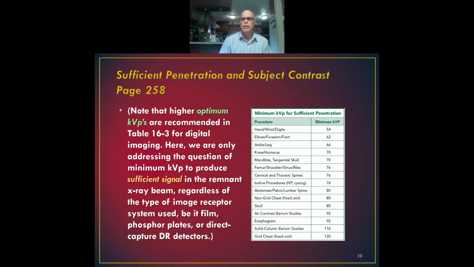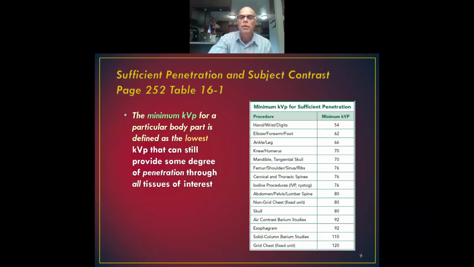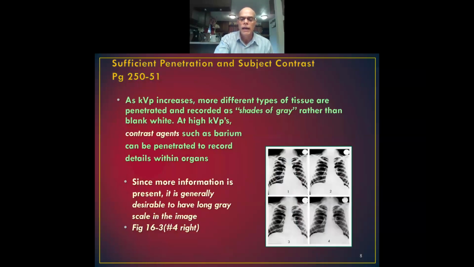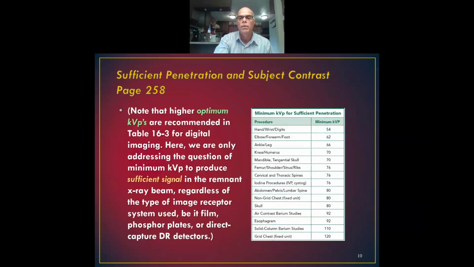Sufficient penetration and subject contrast. I've already mentioned this, but it says note that higher optimal kVPs are recommended in Table 16.3 for digital imaging. 16.3 is actually on page 258, and that is for the digital. And notice here, if I can back up, look at the hands and wrists.